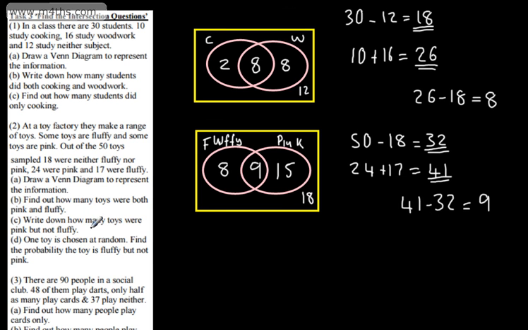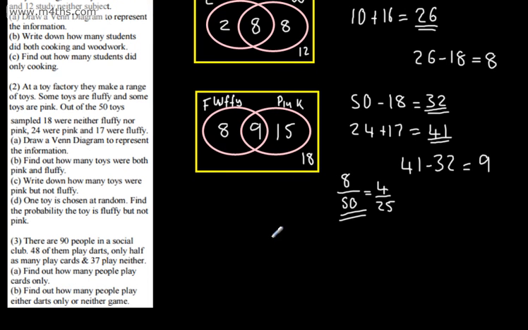And then in part D, one toy is chosen at random. Find the probability that the toy is fluffy but not pink. Well, fluffy but not pink is the 8, and we can see that that is going to be 8 out of the 50. Again, we could simplify this if we wanted by halving it and writing 4/25. Either way round, that is the correct probability.